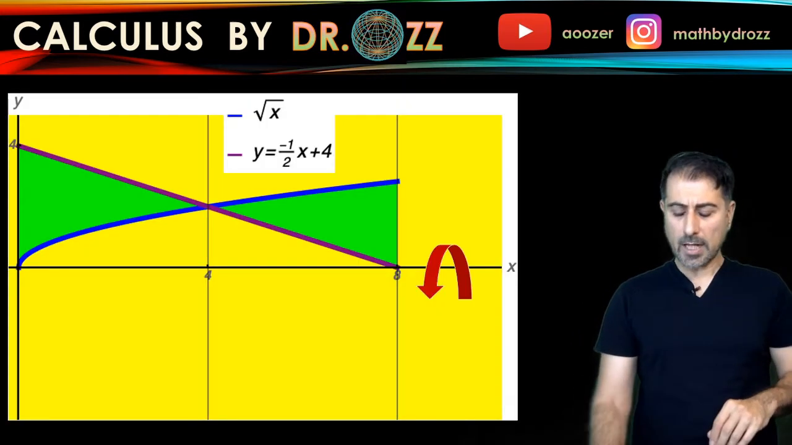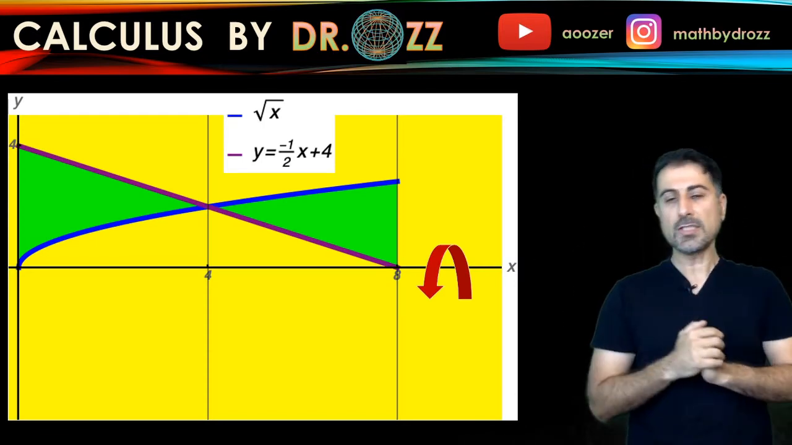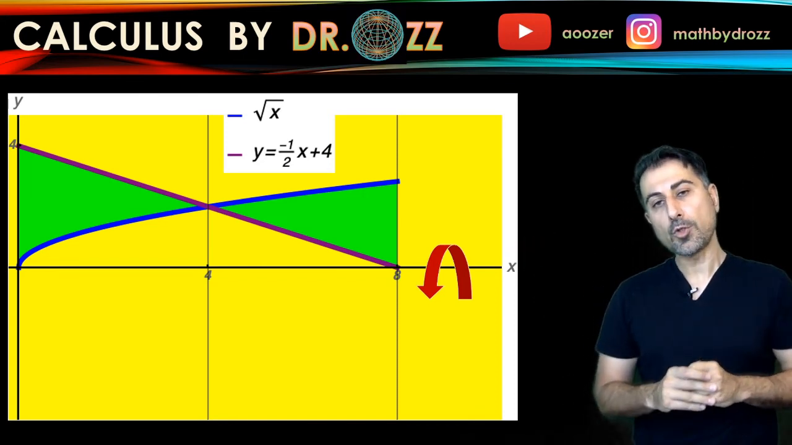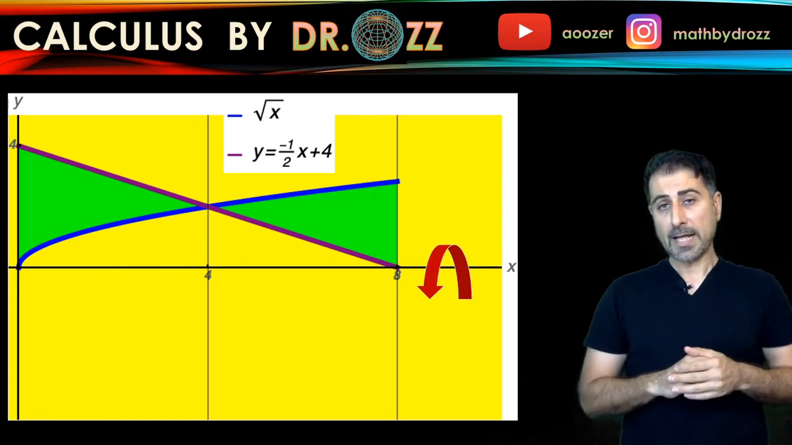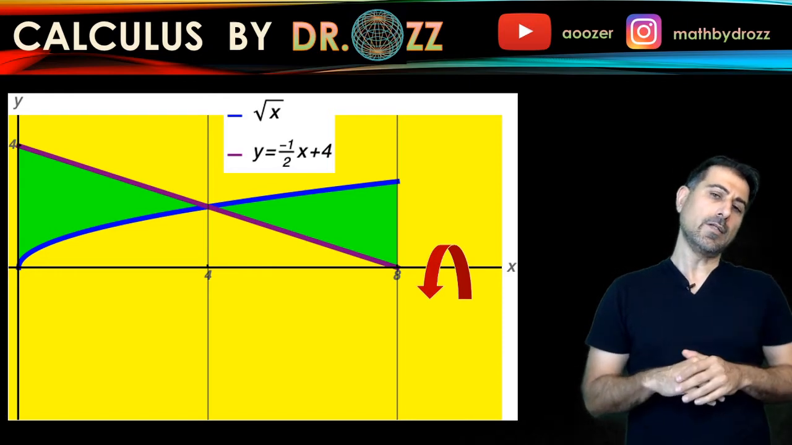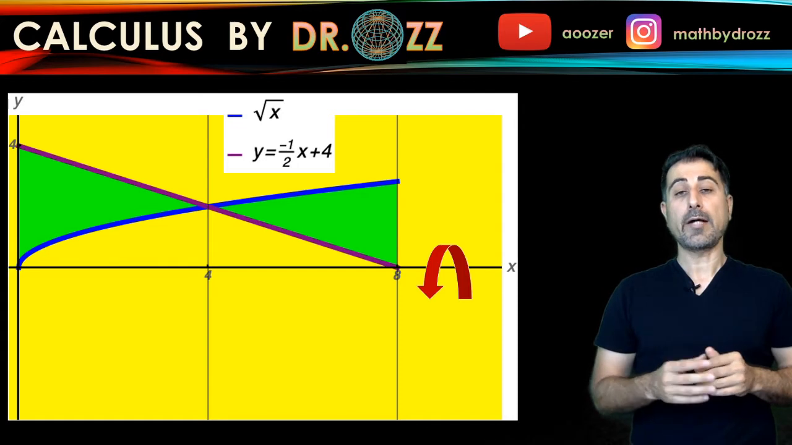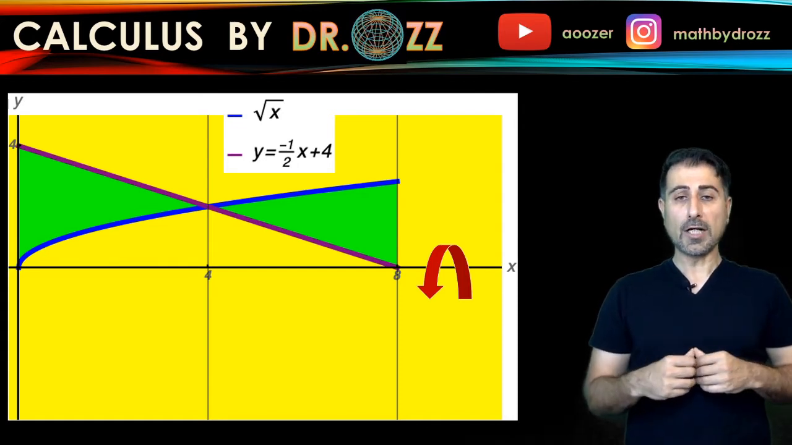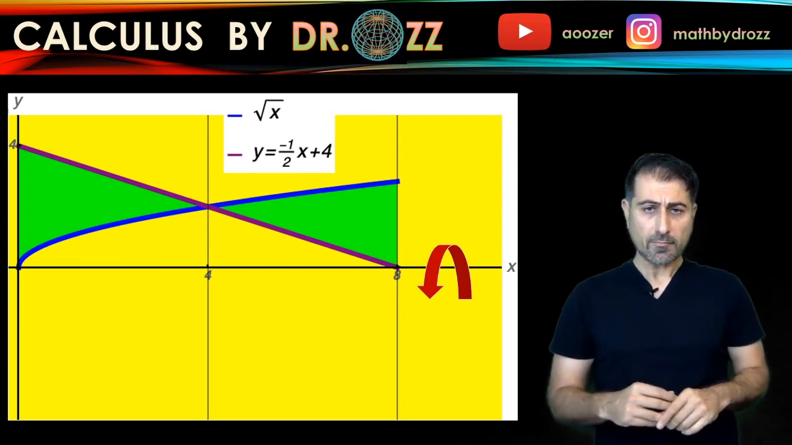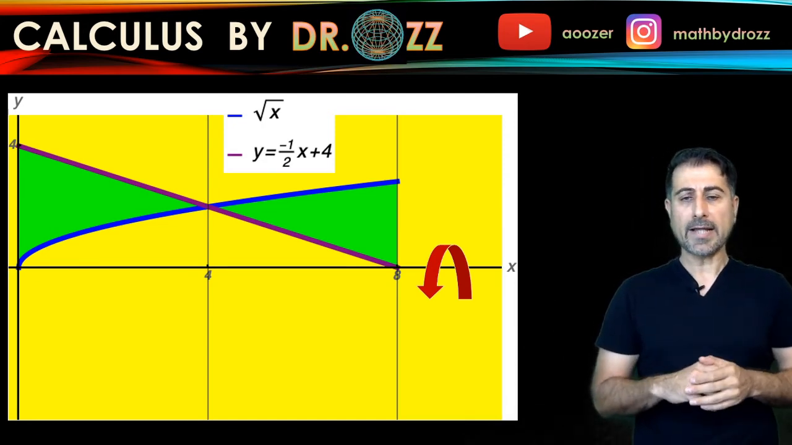As you see, the region consists of two subregions, two green regions. On the left, the top part is bounded by the purple line, and the bottom part is bounded by the blue curve, as well as the y-axis. The second green region is bounded above by the blue curve, that's a parabola, and bounded below by the purple line, and also the x equals 8 vertical line on the right. And we're going to revolve these two split regions about the x-axis.